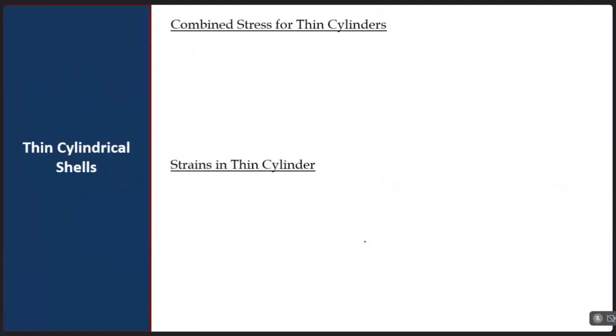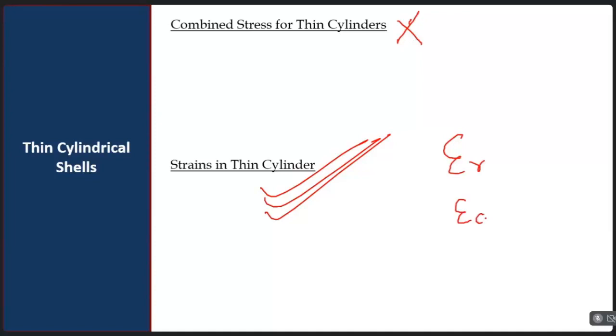Okay, and then combined stresses for thin cylinder. Actually in thin cylinder combination is not so important, but we will go for it. And strains in the thin cylinder are very important: radial strain, axial strain, hoop strain, like this only. We should go for this strain formula.